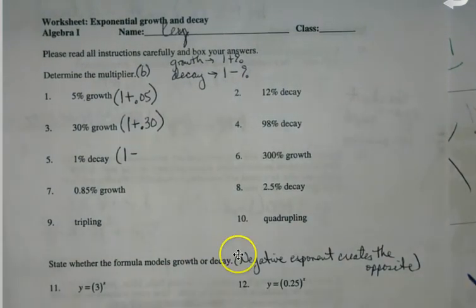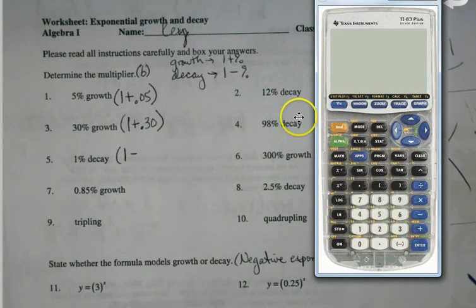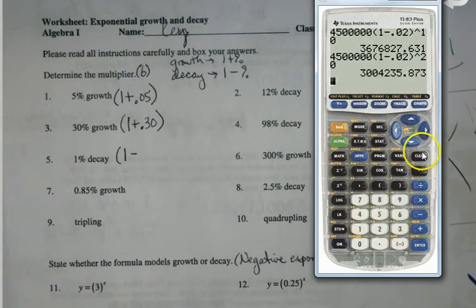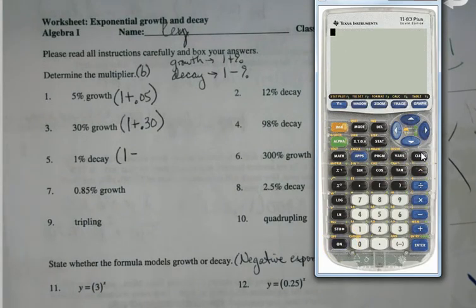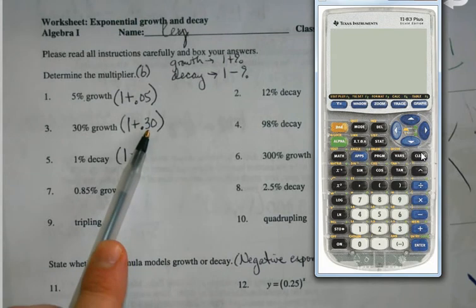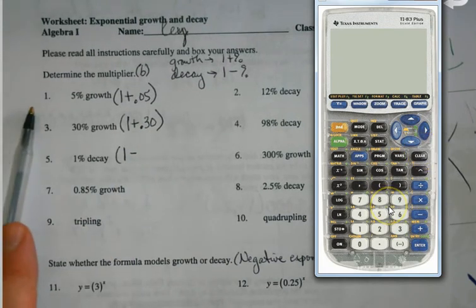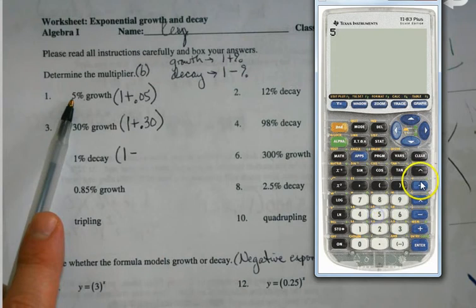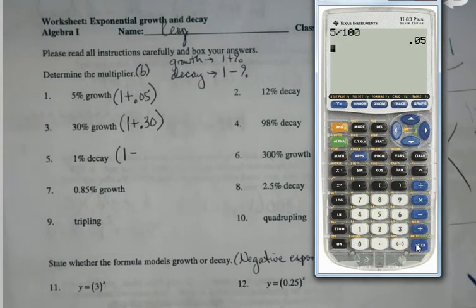You always take whatever percent they give you and divide by 100, and that'll give you the decimal. So what's my 1% decay going to look like as a decimal?